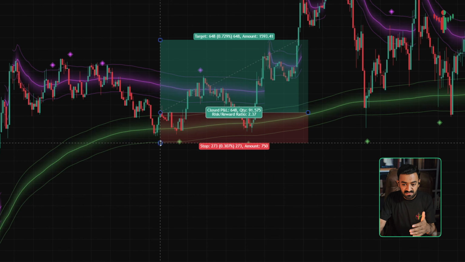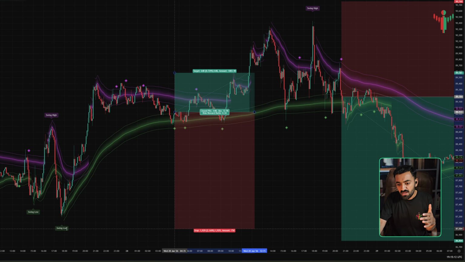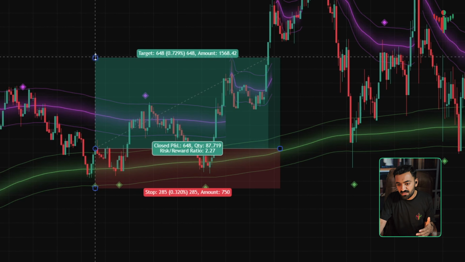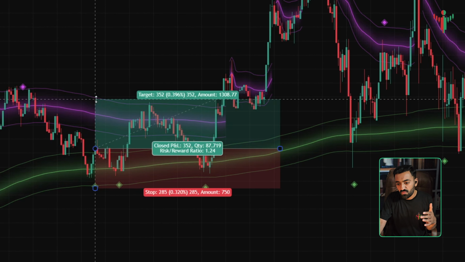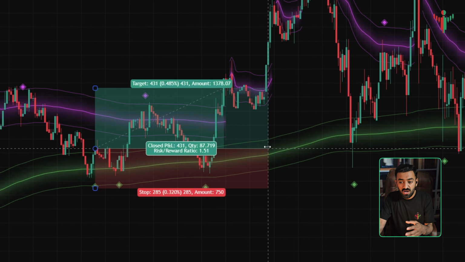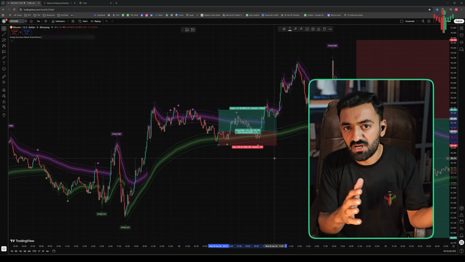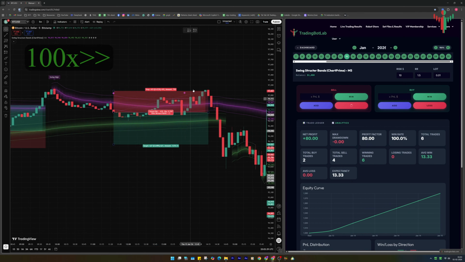You can set SL at this diamond, or you can set SL here at the swing low. So I will set SL here, and the TP will be 1.5 risk to reward ratio, which is almost around here, and this trade also closed with a profit. I hope you understand the strategy. Now let's move to the backtest process.